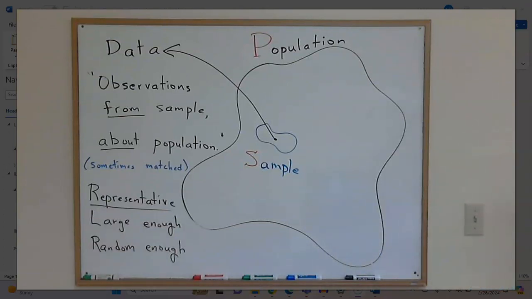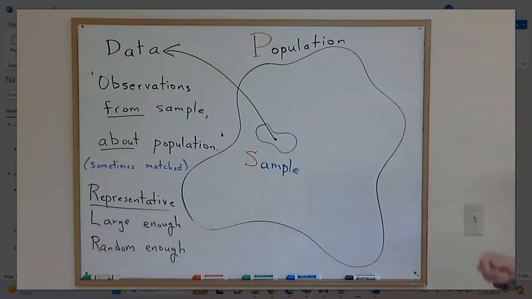Matched data means that when you go into the sample and you observe something, you actually observe two or more things about it at the same time. A typical example would be that maybe your population is married couples, and you want to learn something about the duration or the health of their marriage or their income or something.